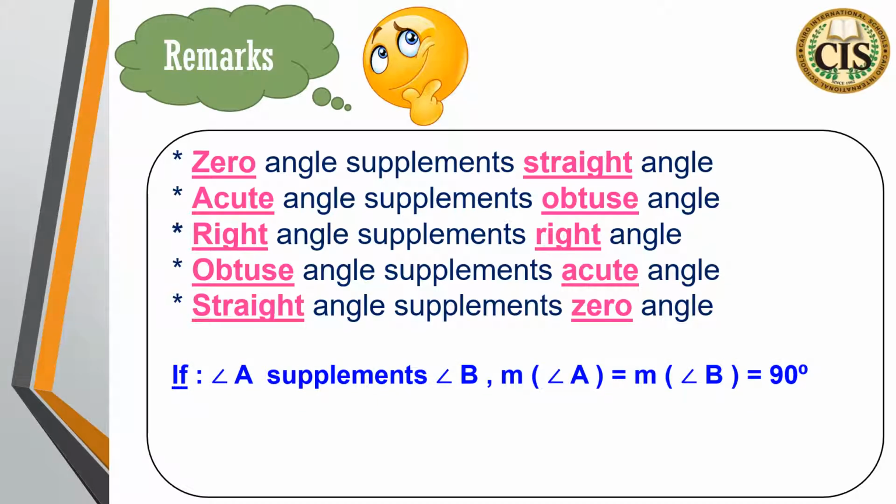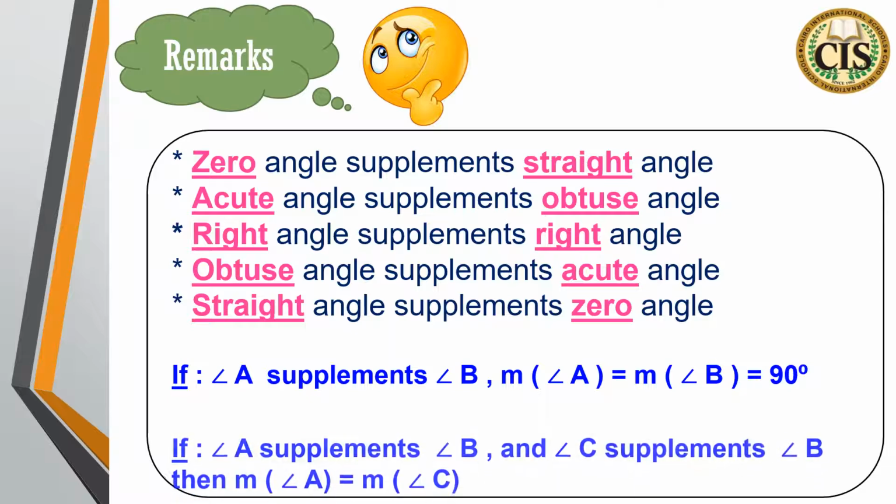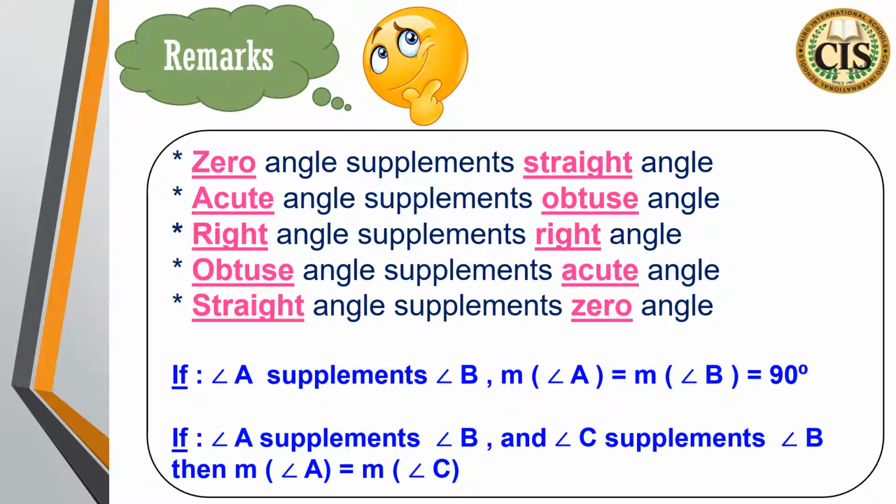If angle A supplements with angle B and their measures are equal, then measure angle A equals measure angle B equals 90 degrees. If angle A supplements with angle B and angle C supplements with angle B, then measure angle A equals measure angle C.